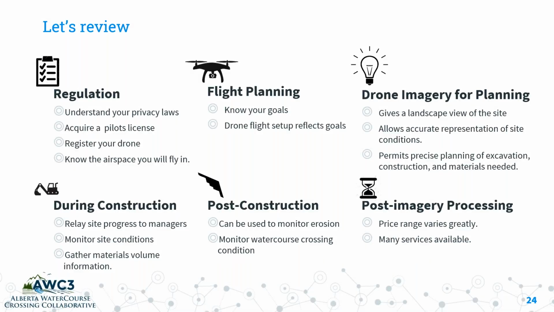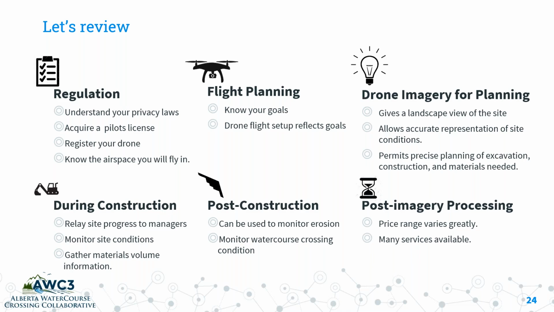So just a brief review of what I talked about today. Essentially with regulation, you need to understand your province's privacy laws before you fly. You need to acquire a pilot's license, either a basic license, which is just flying a drone within visual line of sight, or an advanced license, which gets you beyond visual line of sight. You need to register your drone with Transport Canada. Any commercially used drone has to be registered. And you need to know the airspace that you're going to be flying in so that you're not flying in restricted airspace by accident or getting yourself in trouble.